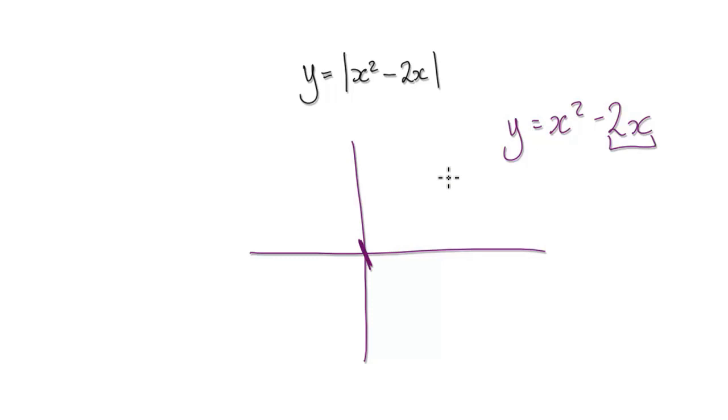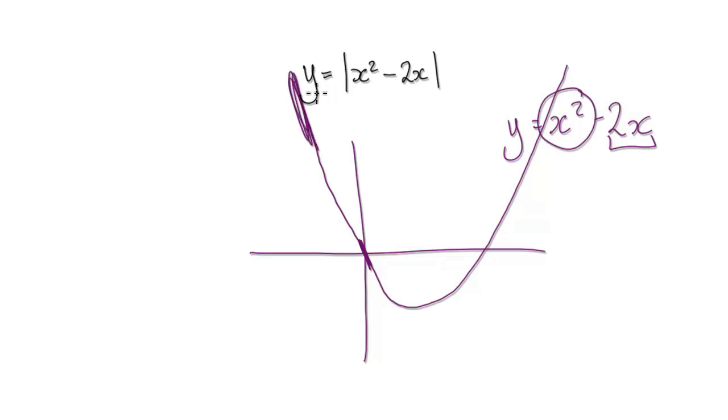When it's big, it wants to do a quadratic. So let's go straight up, down, and then up. So your graph will look something like this, because when it's big, it wants to do x squared. When it's small, it wants to do a straight line of gradient -2 going through the origin. So the graph will look something like this.